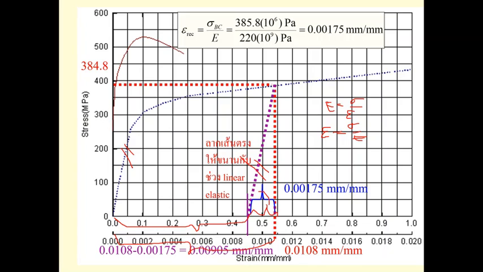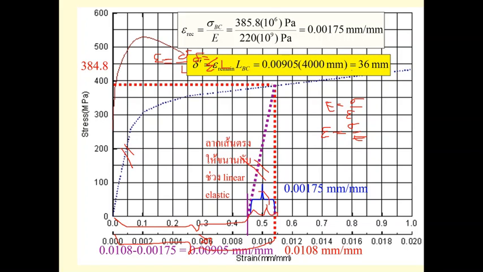It is going to be 0.00905. Since strain equals deformation divided by length, the deformation is going to be strain times length. So we have the length of 4,000 millimeter. Then we have a permanent settlement of column BC of 35 millimeter, but for AB, when the load is removed, it returns to the 4,000 millimeter as before.